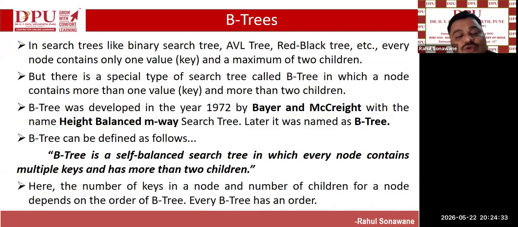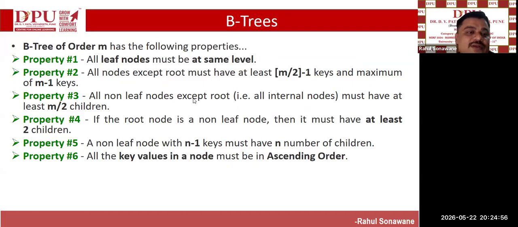So it can be defined as follows. A B tree is a self-balanced search tree in which every node contains multiple keys and has more than two children. Now here, the number of keys in the node and the number of children of a node depend upon the order or degree of the B tree. So every B tree must have some order. Let's try to understand the properties of the B tree first.